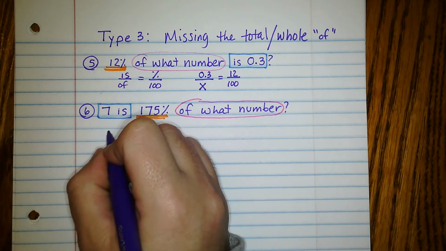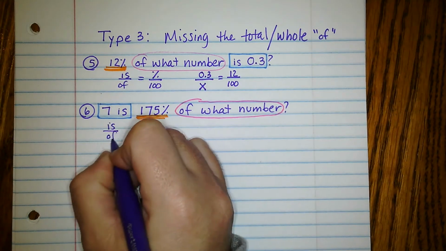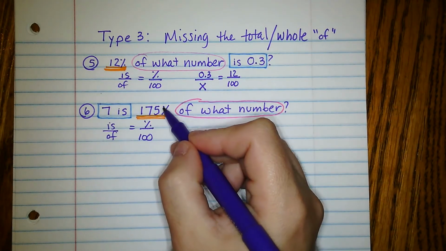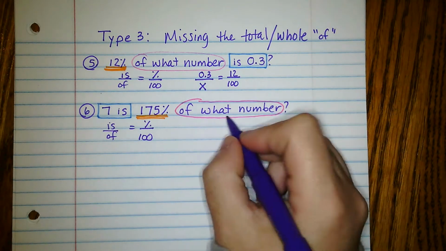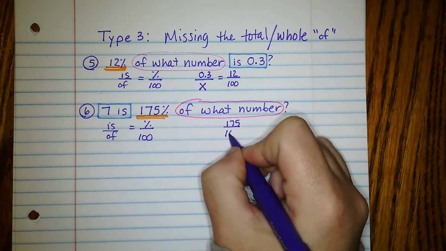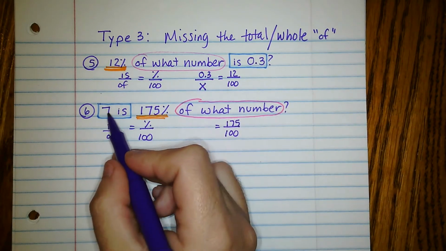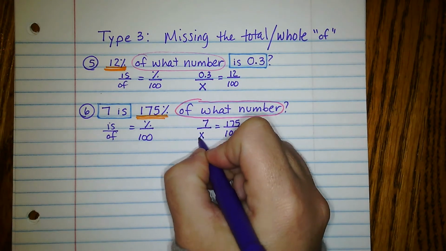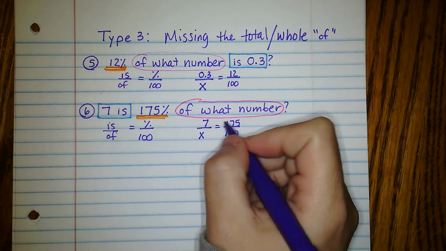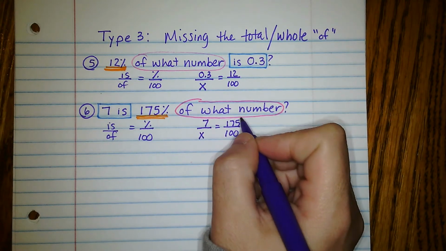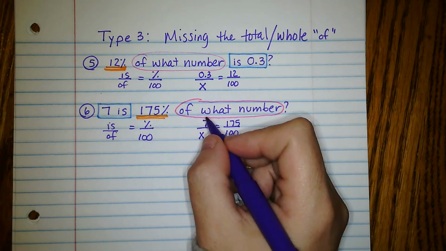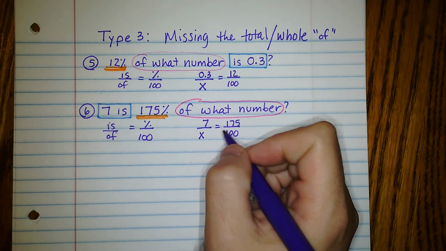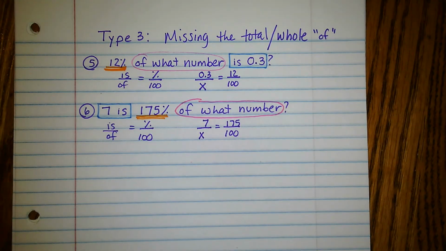The second one, our template, is "is" over "of" equals percent over 100. Our percent is 175, so I'm going to put 175 over 100. The "is" is our part, so 7 goes on top, and we're looking for the "of." We're looking for the total. So remember, this is going to be over 100%. So this guy up here is going to be a lot bigger than my bottom here in order for that to match.